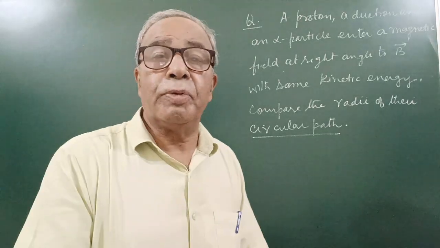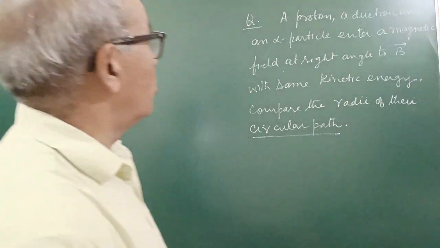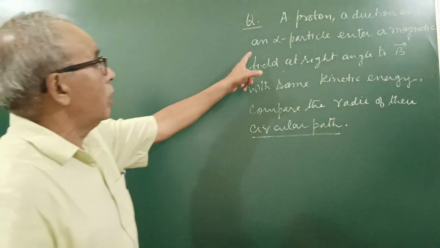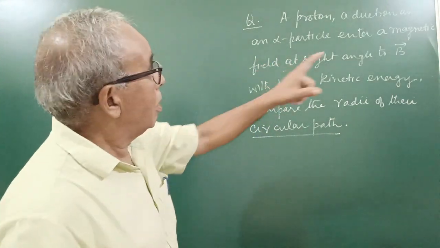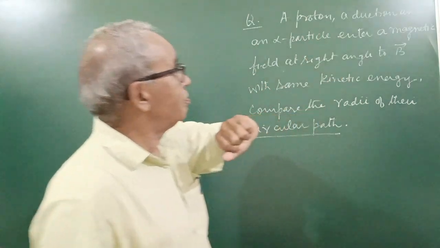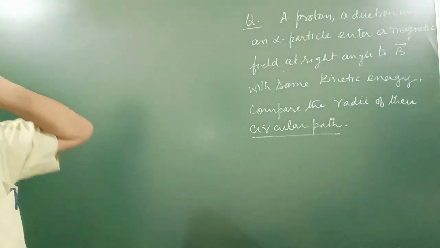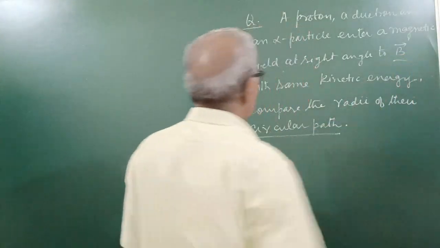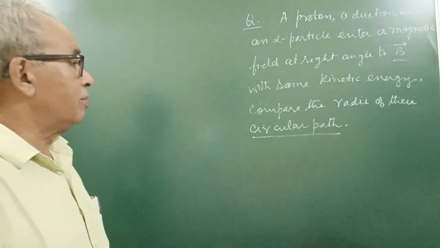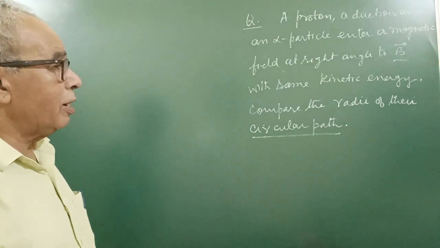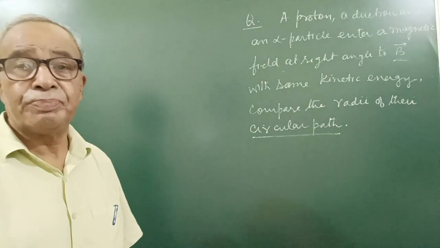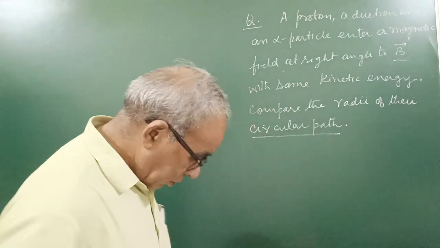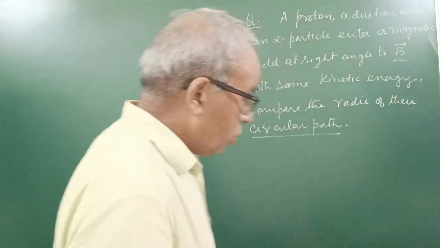Yes, friends, there is one very important question in this video. A proton, a neutron, and an alpha particle enter the magnetic field at right angle to B, where B means magnetic field, with the same kinetic energy. Compare the radii of their circular paths.